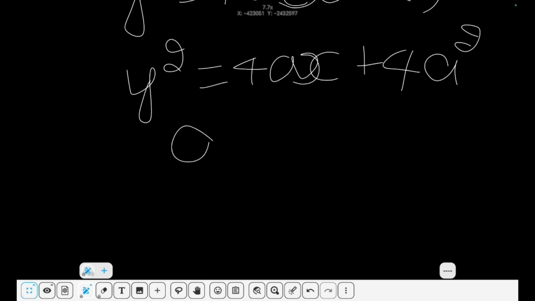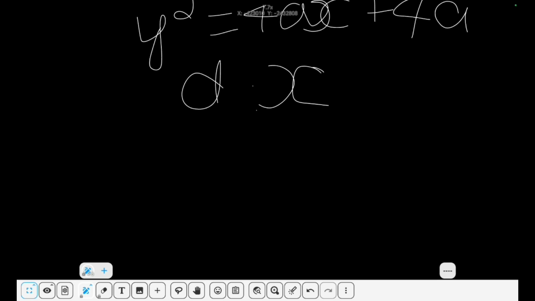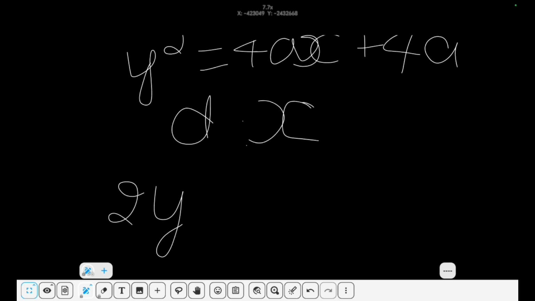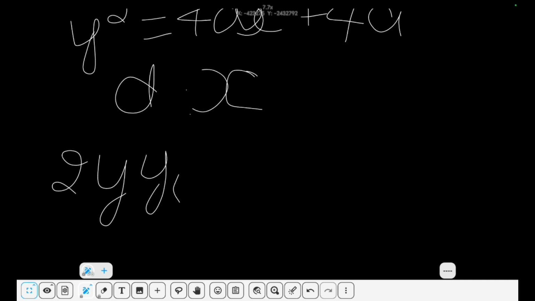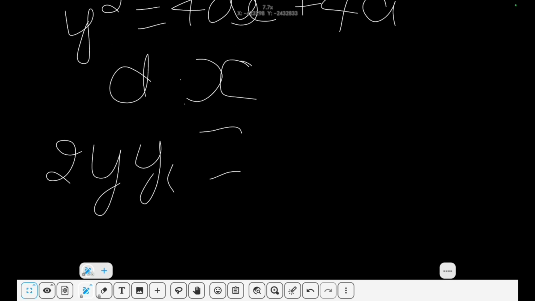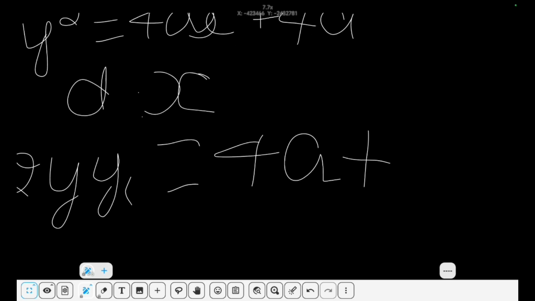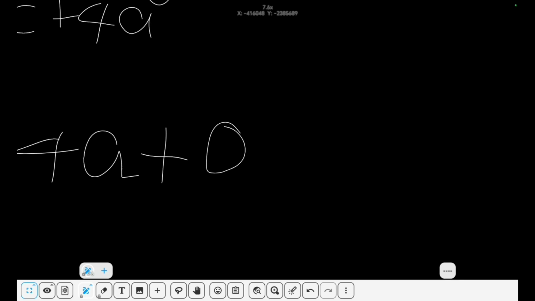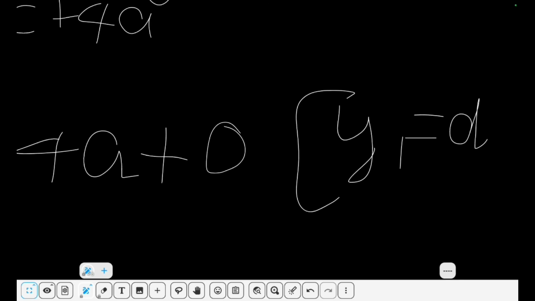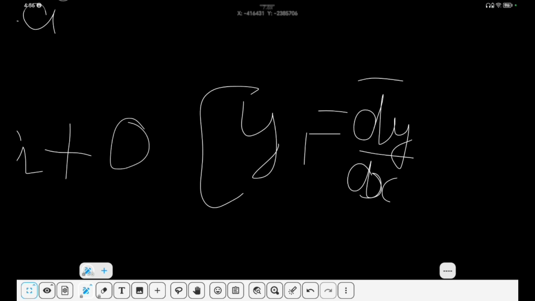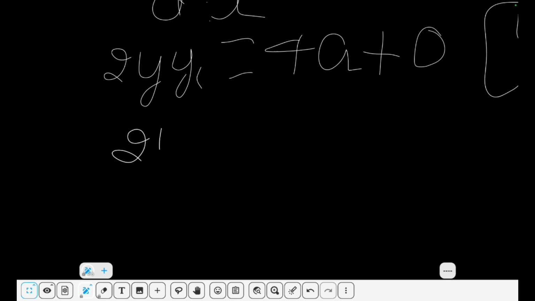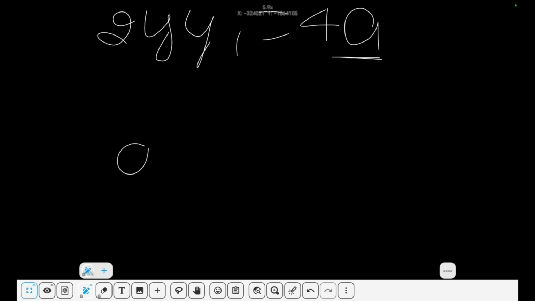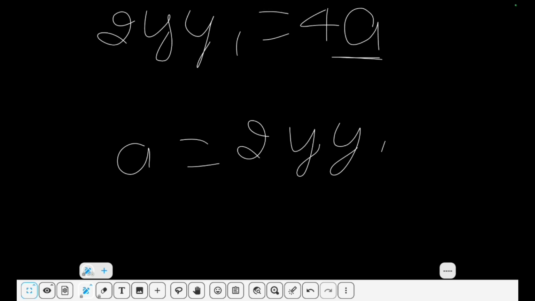Now first step, differentiation with respect to x. 2y dash, I can write dy by dx as y dash or y1, into y1. Then I write 4ax. Differentiation of 4ax is 4a plus differentiation of 4a square is a constant, that is 0, where y1 is dy by dx. Now 2y1 equals 4a. First step is done. Find the value of a is the second step. Now a equals 2y1 by 4.